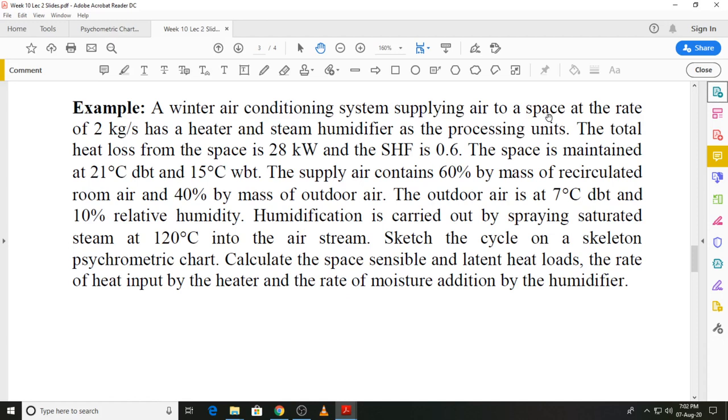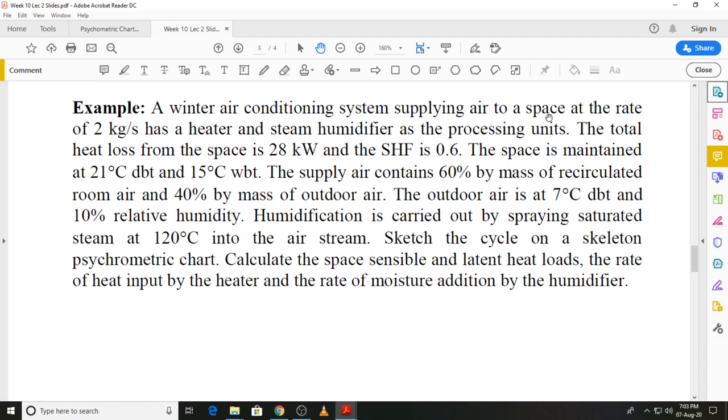We are told that the space is being maintained under certain conditions, that is the dry bulb and wet bulb temperatures are given, and we are also told the proportions of the recirculated air and the outside air which are mixed to provide us with the desired air condition when it is supplied to the space. We are also given the outdoor air conditions, dry bulb temperature and relative humidity, and we are told that humidification is done by spraying saturated steam at 120 degrees C.